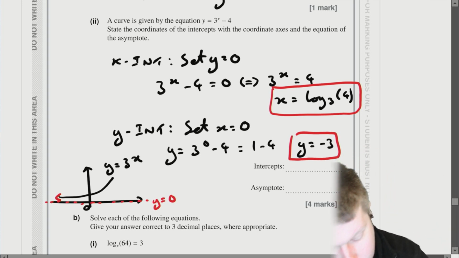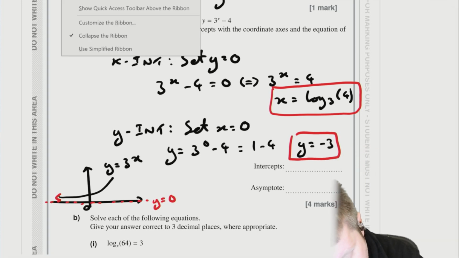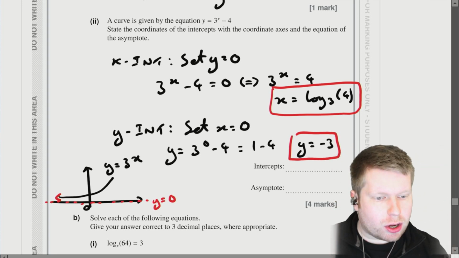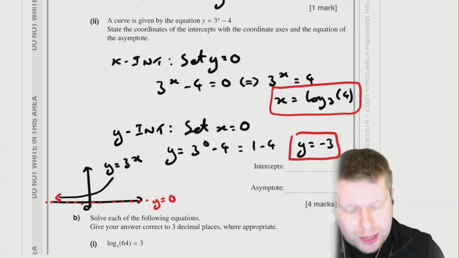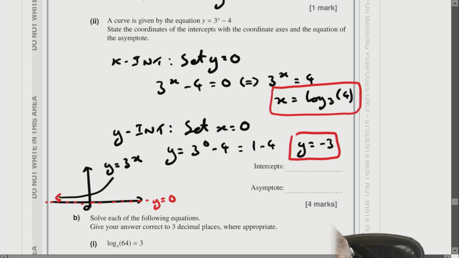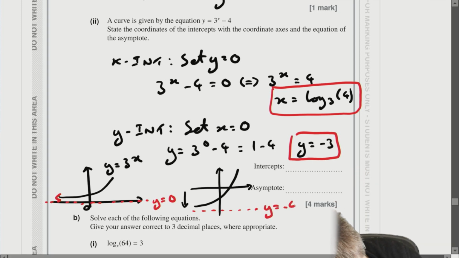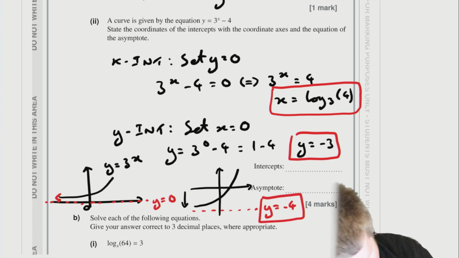If I do y is equal to 3 to the x minus 4, well, the minus 4 simply means move the entire graph down by 4. So the asymptote will also move with this graph. If I do a quick sketch, we end up with something that looks like this. If we're moving it down by 4, the asymptote will also move down by 4, so therefore the equation of the asymptote is y is equal to negative 4.